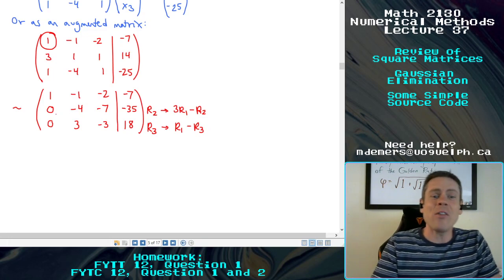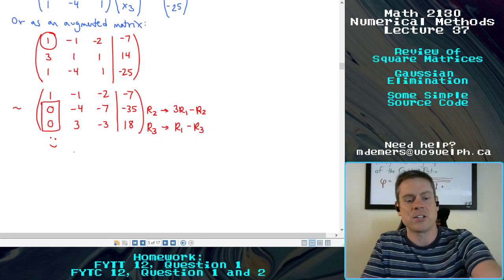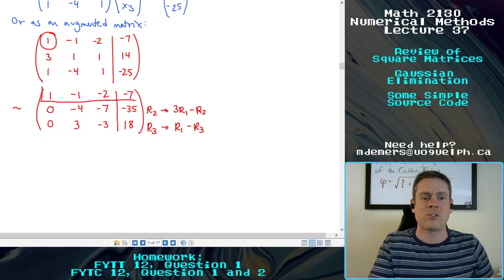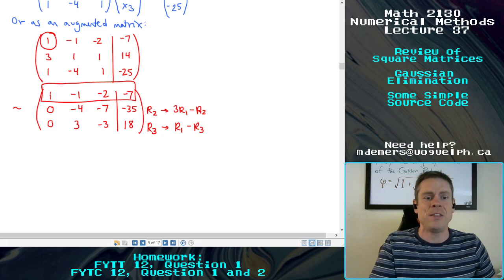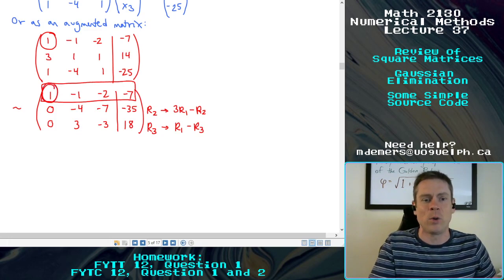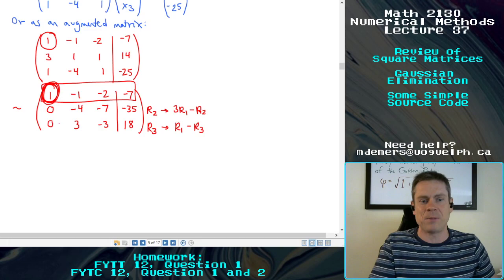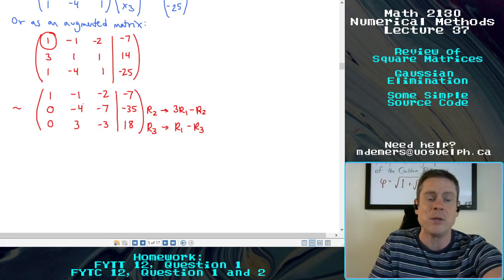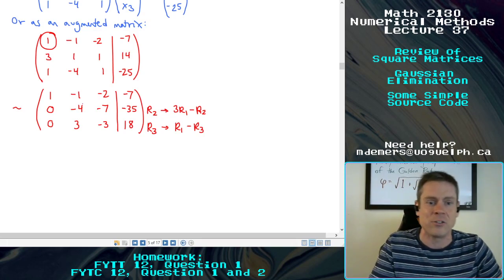Okay, so now that we've got this, we are happy. This is good. We don't want to touch that. So we're done with row 1, right? Because if we were to use row 1 to try and eliminate the bottom row, this 1 up here in the corner is going to contaminate our 0 that we got there before. So the idea is now use the next diagonal entry down as your new pivot.